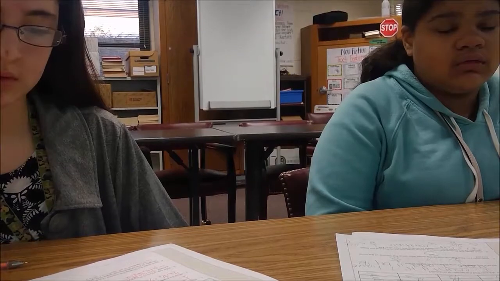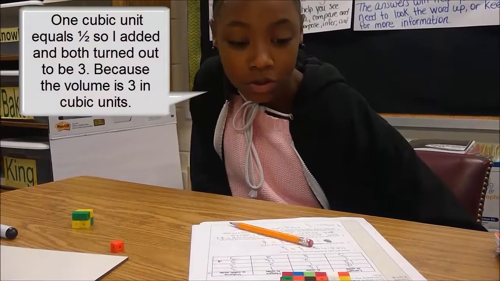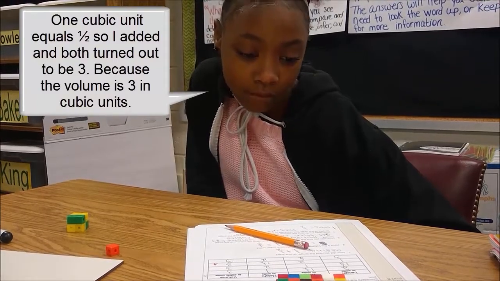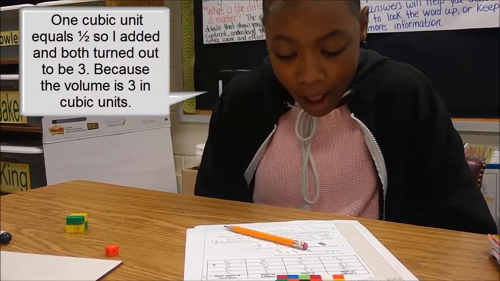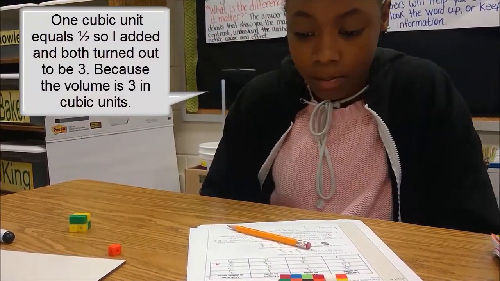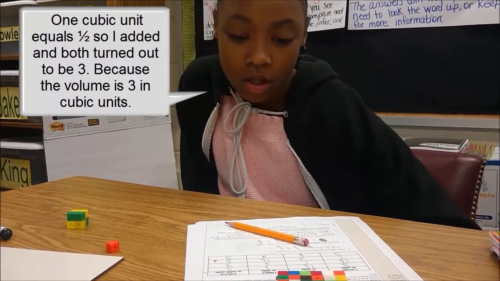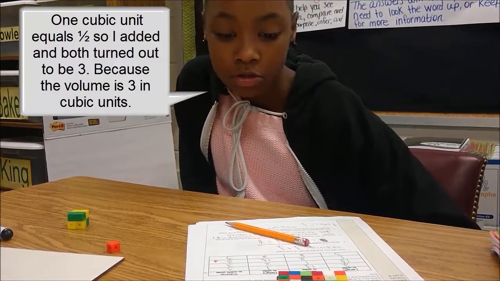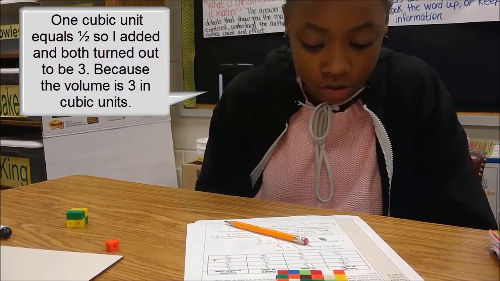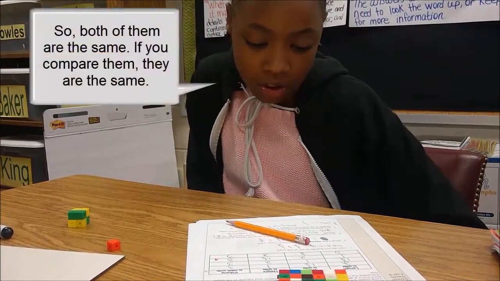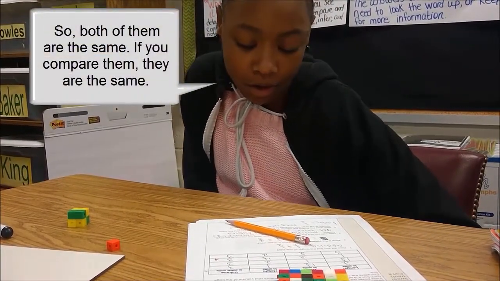Okay. What does the 1/8 represent? The small box. And what does the 24 represent? The cubes, how many there are. Okay. Because 1 cubic unit equals 1/8. So I added, and both turned out to be 3, because the volume is 3 cubic units. So both of them are the same. If you compare them, they're the same.